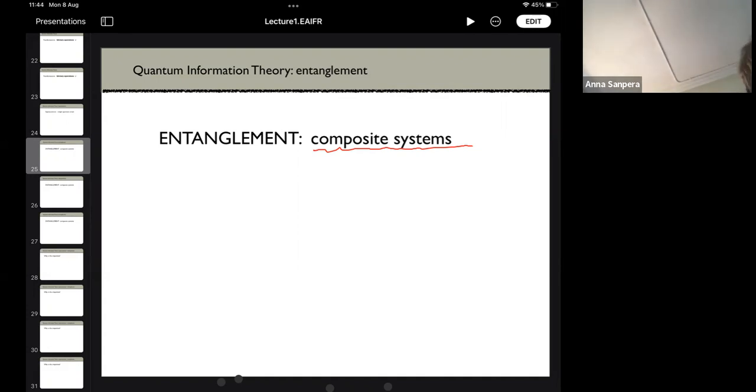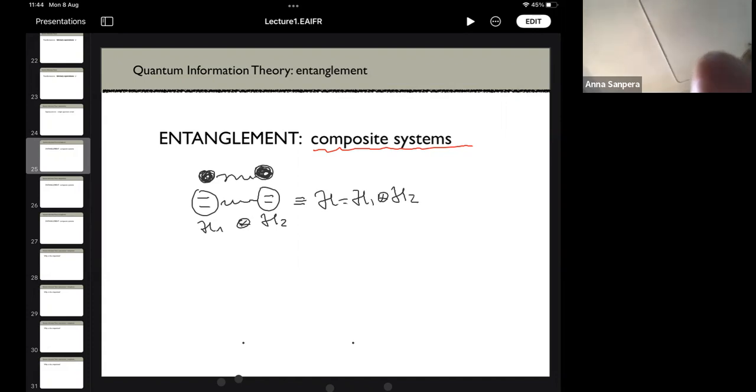Let's start by a very simple case. We have our system, which is entangled with another system. This is my qubit system 1, which is entangled with my qubit system 2. And I want to look at this single system. This has a Hilbert space of dimension 2, and the joint space will be H1 times H2. If it's two-level systems, the dimension will be 4.